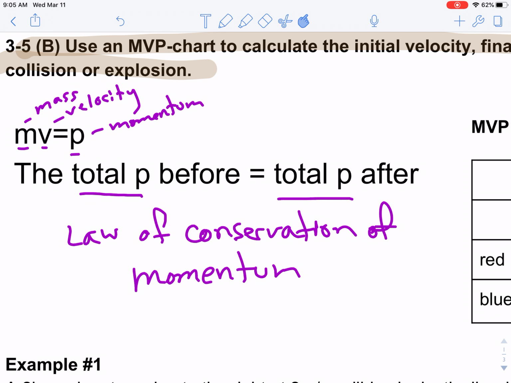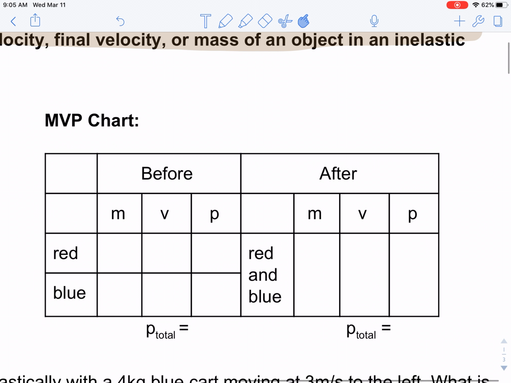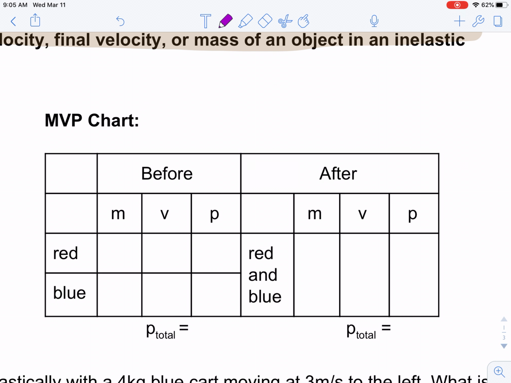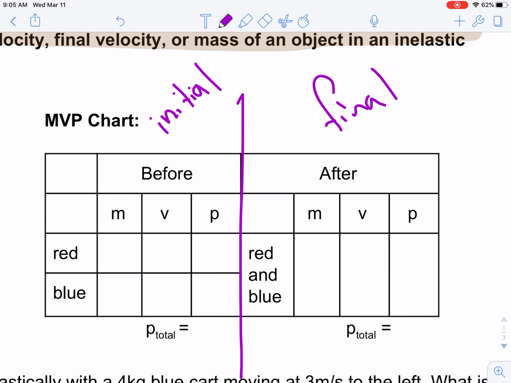You're going to need to know how to draw an MVP chart. And no, I'm not going to give you this on tests and quizzes. You're going to need to know how to draw it. So let's just remember, you have a collision and you're going to divide the collision up between the time before the collision and the time after the collision. So the initial conditions and the final conditions.